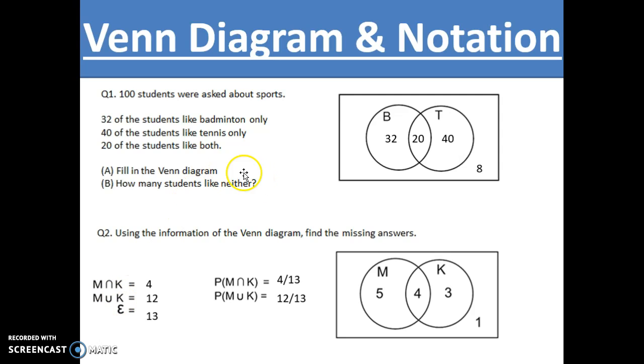And the answer is as follows. So 20 goes in both, 32, 40, and if you combine them all together, you know that it will give you 92, so the missing number is 8. Same thing for here. The intersection between M and K is 4. The M or K in this case would be 5, 4, and 3 to get you 12, and everything else would be 13. Like we said before, that 13 comes into play here when it comes to probability. So 4 over 13 and 12 over 13 for here and here.